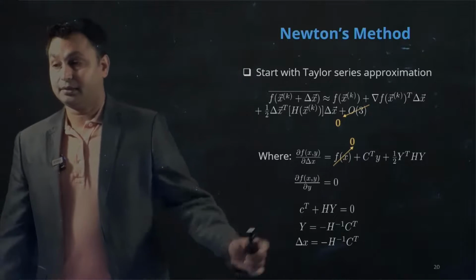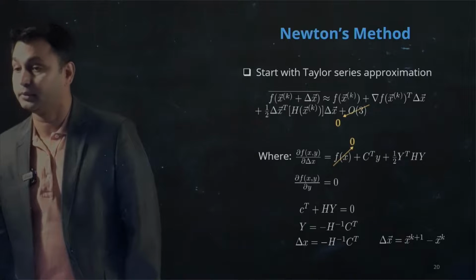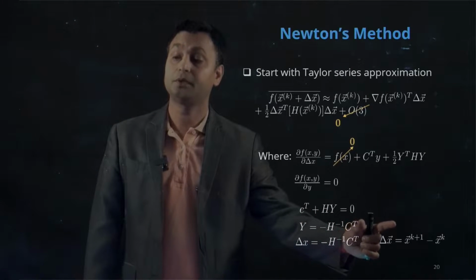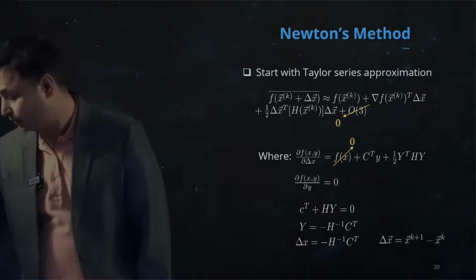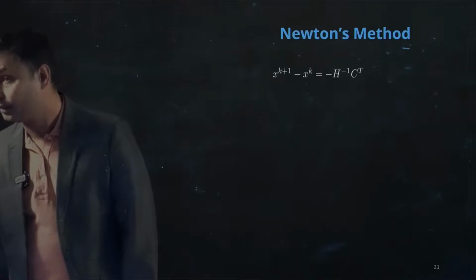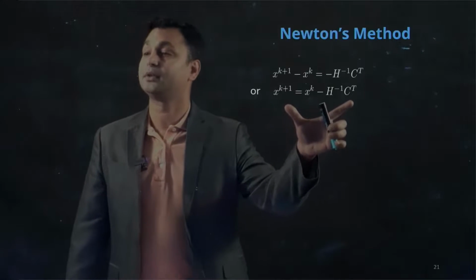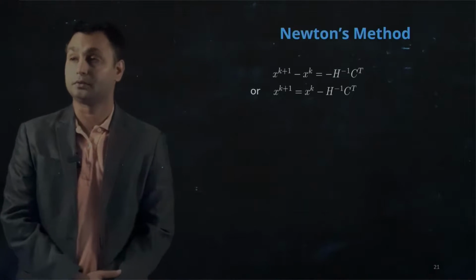Okay, so the delta x is given by this approach. Delta x is x(k+1) minus x(k). So from this, we can essentially rewrite this equation, and we can have the iterative equation that is used in Newton's method.